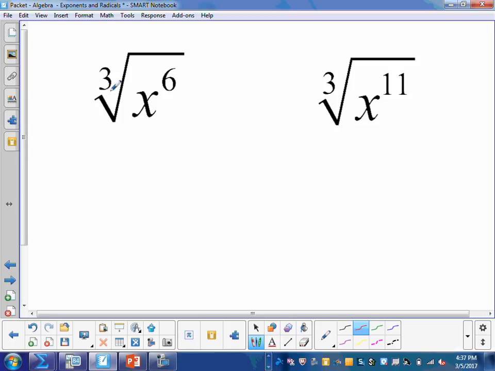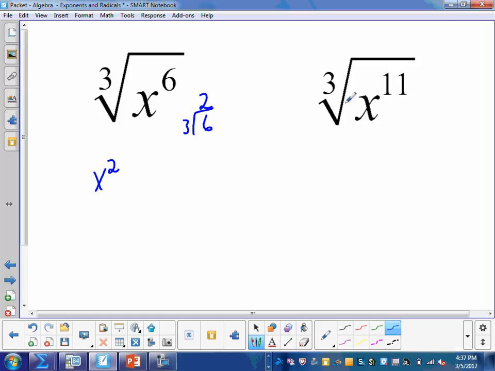Now let's work with variables. We have the cube root of x to the 6. So we're going to be pulling out groups of 3 instead of groups of 2, like when we were working with a square root. So we're going to take the exponent, 6, and we're going to divide 3 into it. So 3 goes into 6 2 times. So we're going to pull out 2 groups of 3. So the cube root of x to the 6 is just x squared.